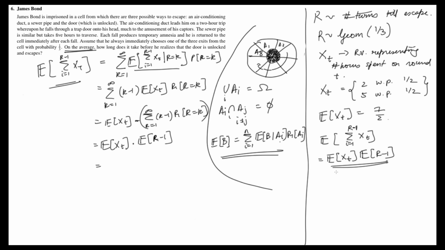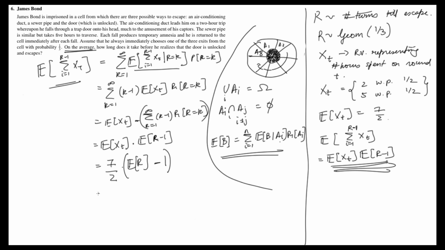And this is exactly what we wanted to prove. Using conditional expectation, we found that because R and X_i are independent, the expectation of the summation from i equal to 1 to R minus 1 of X_i is just equal to the expectation of X_i times the expectation of R minus 1. So what is the expectation of X_i? We've calculated this to be 7 over 2. What is the expectation of R minus 1? It is just the expectation of R, from linearity of expectation, minus 1.